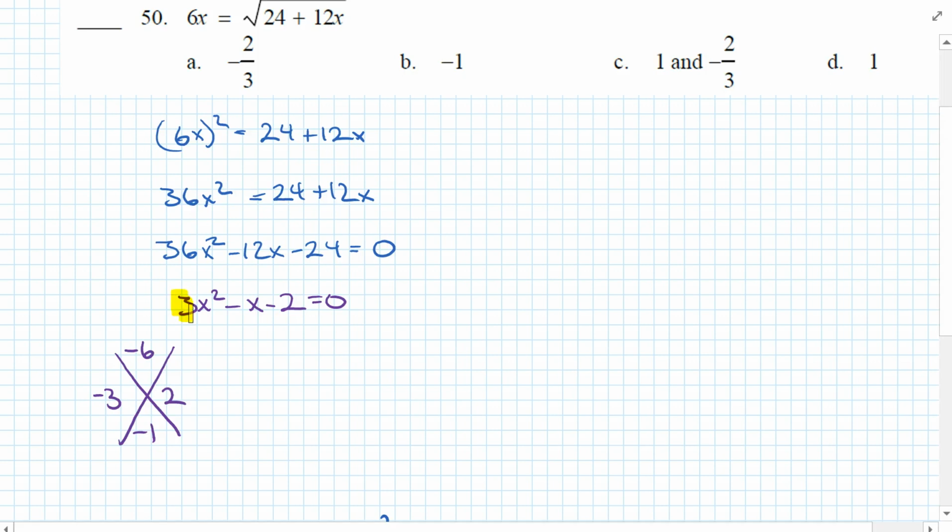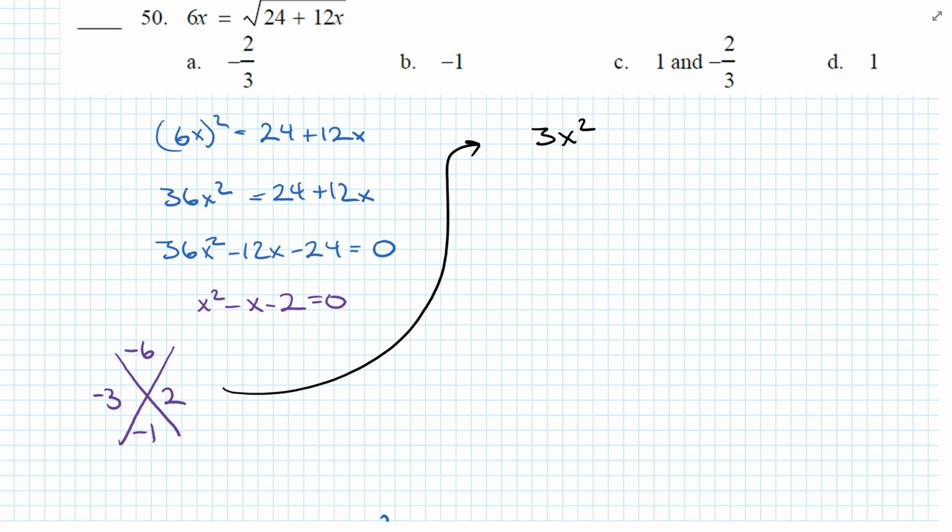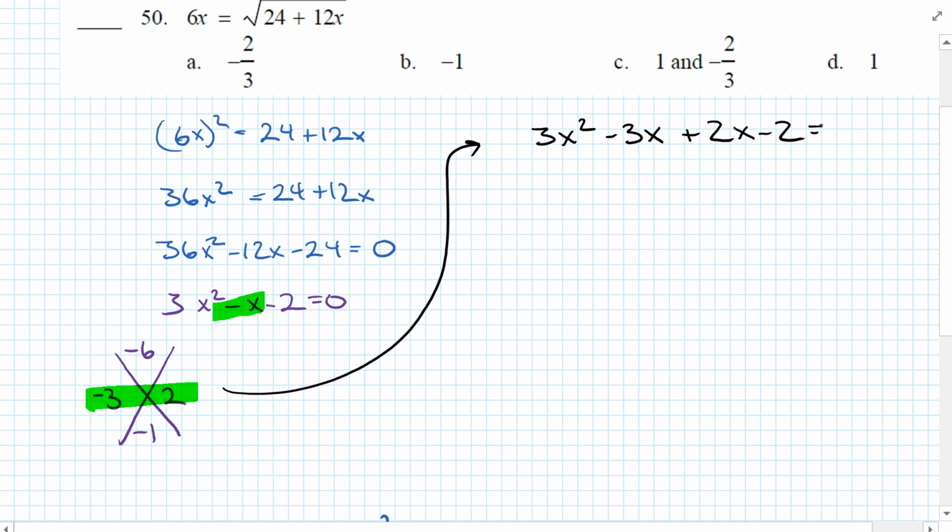Again, since my a value is not 1, we're going to rewrite this whole thing replacing the b value. So it's going to be 3x squared. And if you remember what we're doing now, we're replacing this -x with these two factors. So it's going to be 3x squared minus 3x plus 2x minus 2 equals 0.